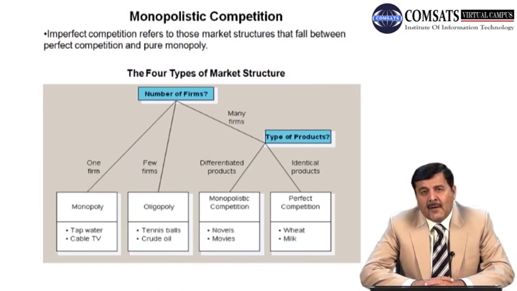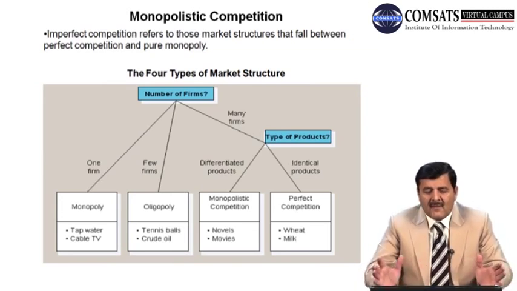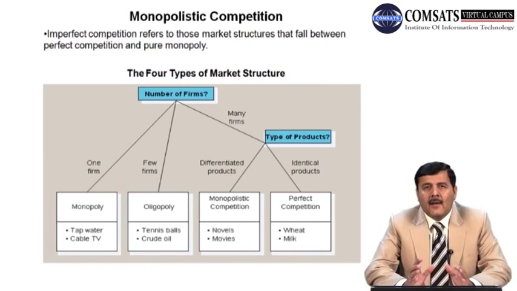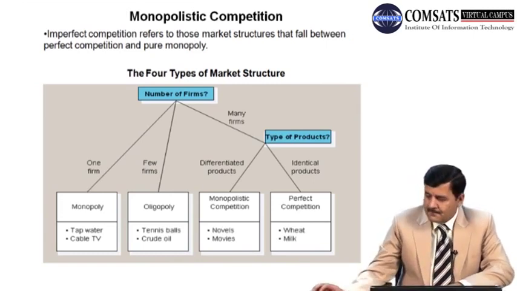And also there is a difference in the product. In case of perfect competition, the product is homogeneous, the product produced by all firms in the industry is the same. But in case of monopolistic competition, the firms are producing product which is heterogeneous. So on the basis of these characteristics we can differentiate among different market structures. So what we are going to discuss today, we are going to talk about the monopolistic competition, and that is the firm that falls between monopoly and perfect competition.